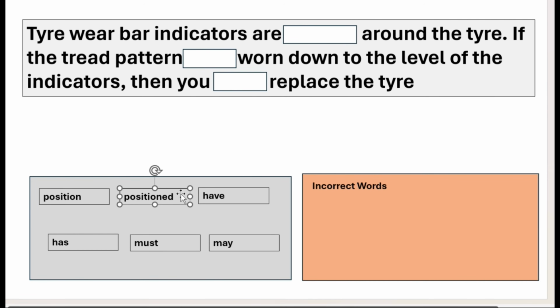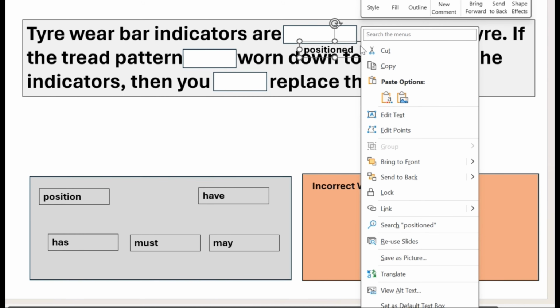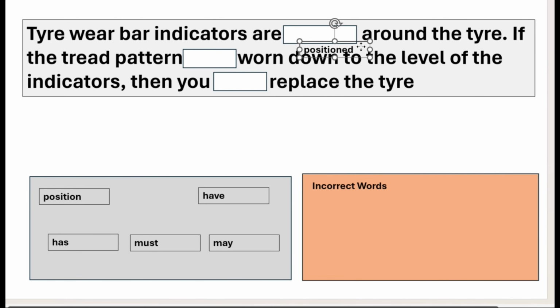So it will be positioned, because there is an R we can see, and if it is an R, there will always be the past form of the verb. So it should be positioned.